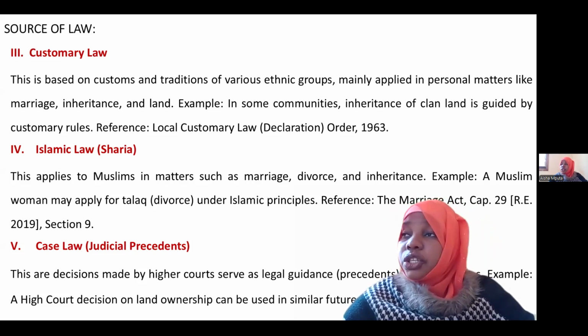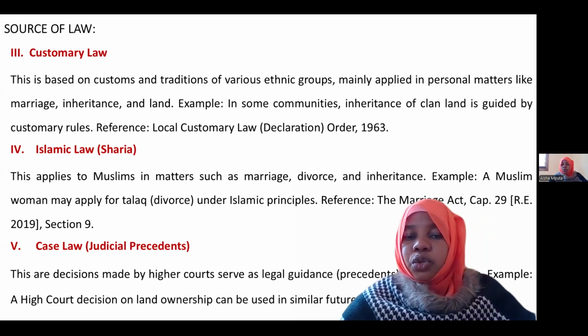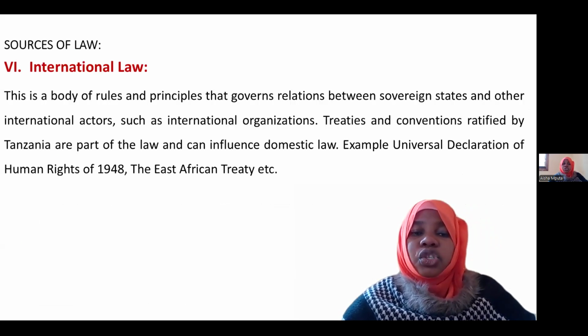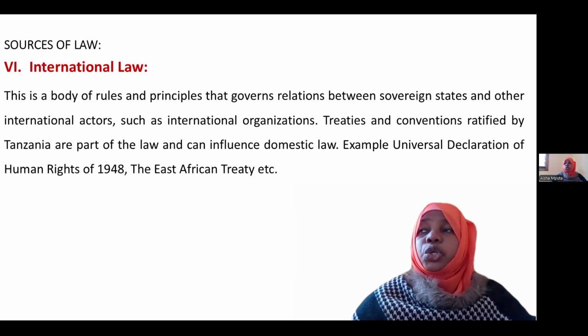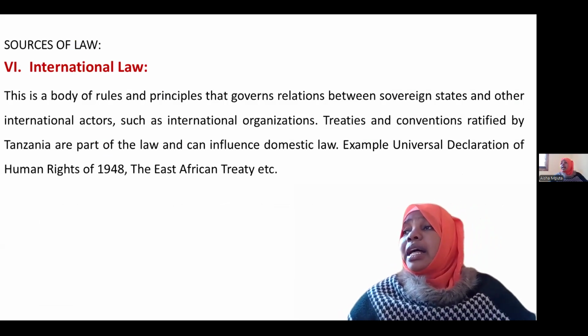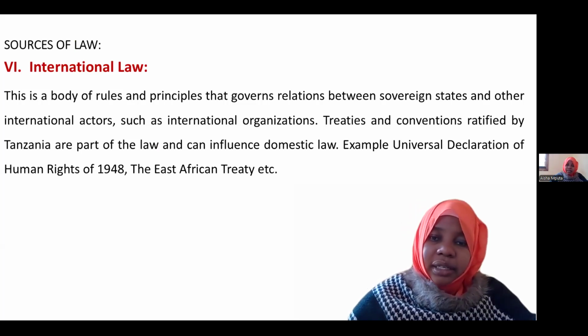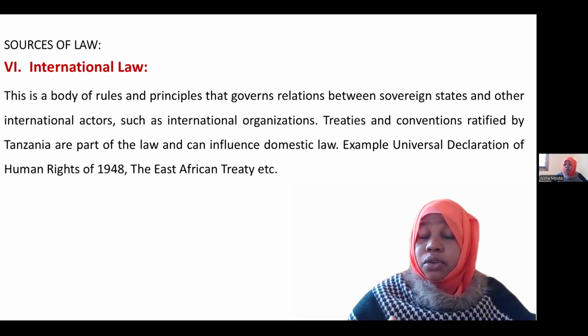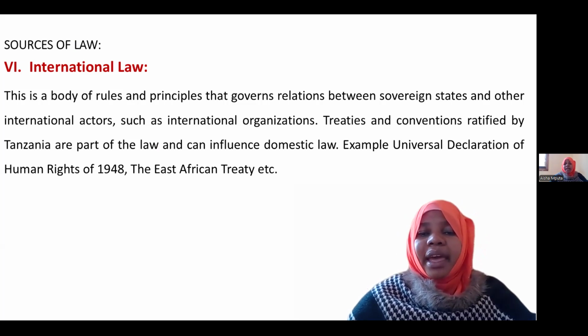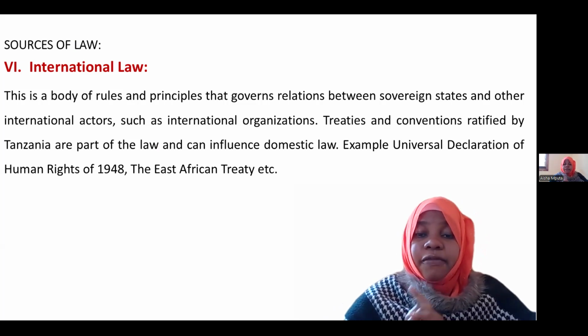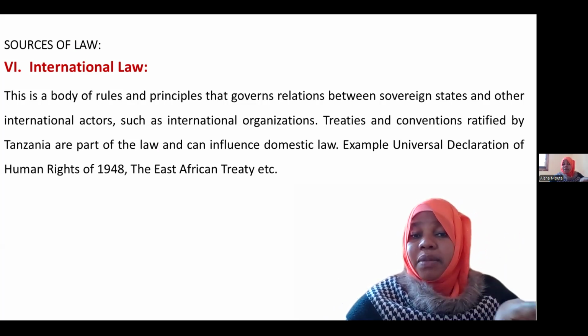We also have case law, which also acts as a source of law in the country, or we can call it precedent. These are decided cases, decided by the higher courts, which act as a source of law. For example, a certain case decided today, or maybe last year, may act as a source of law on coming issues which have the same material facts.